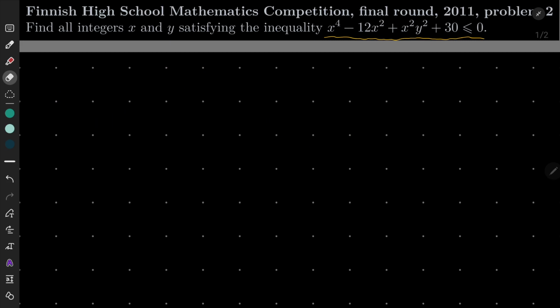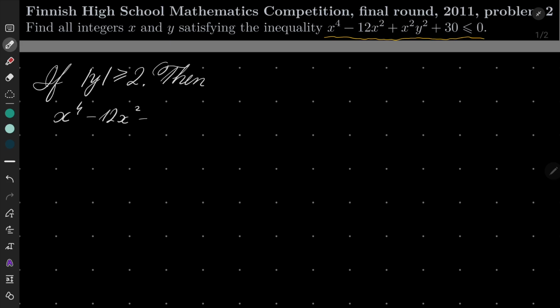Okay, so I hope that you have tried your best. Let's first consider cases when the absolute value of y is greater than or equal to 2. Then, because of our observation that this function is increasing in y, this function is necessarily greater than or equal to x to the fourth power minus 12x squared plus 4x squared plus 30.